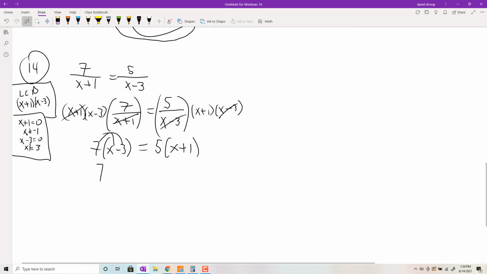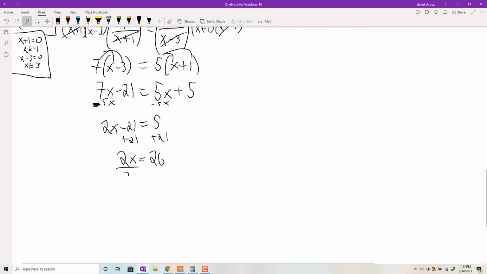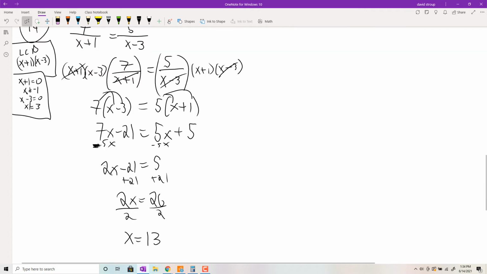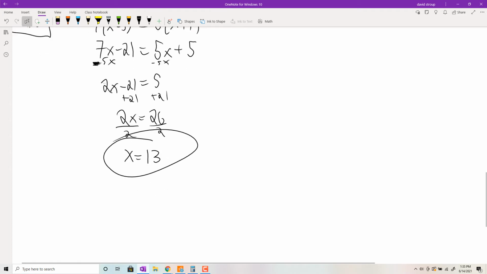Distribute here, so I have 7x minus 21, and distribute here, so you get 5x plus 5. I want to get the variables all on one side. Oops, minus 5x. So I get 2x minus 21 equals 5. Then move the 21 over, and you get 2x equals 26. Finally, we're dividing by 2. And as usual, you're not done. Go back and look at the restrictions. So long as this answer is not -1 or 3, you are good to go. So it is not either of those.